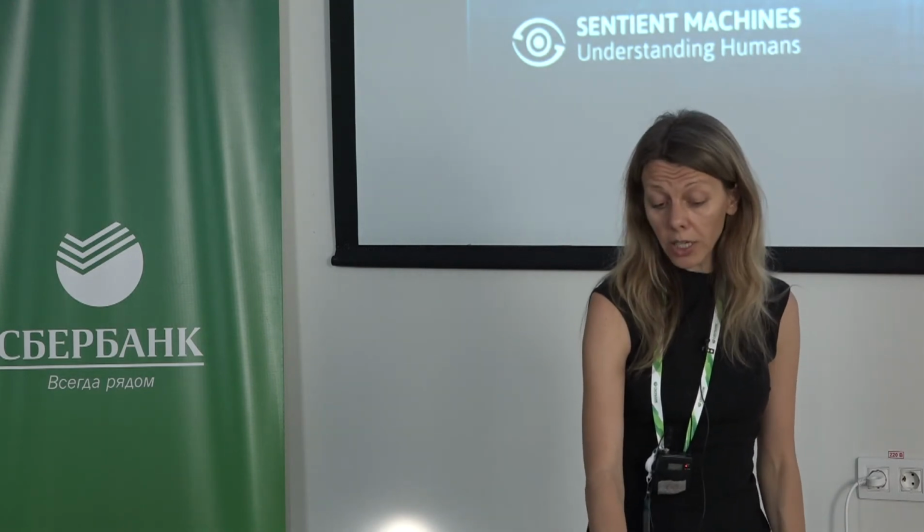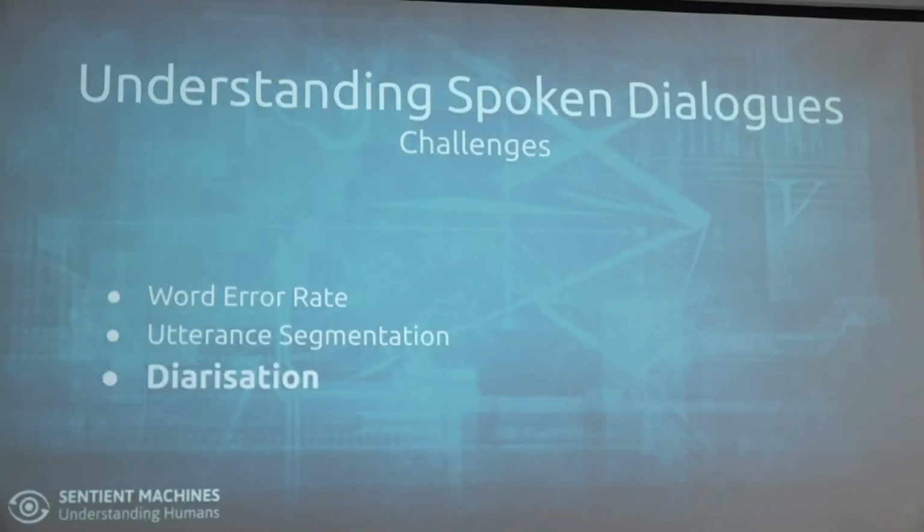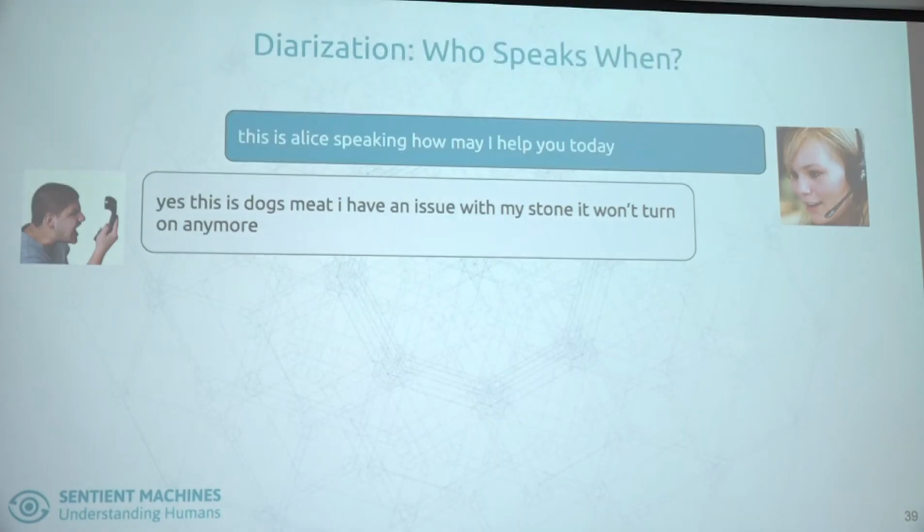The final challenge here in understanding spoken dialogues is what's called diarization. Diarization is about how many speakers do I have and when each one of them speaks, exactly, in terms of time. This is very important because, for example, in customer service it's very important to understand the sentiment of the customer. The sentiment of an agent is important, but not as important. So it's very important to distinguish who is actually speaking when.